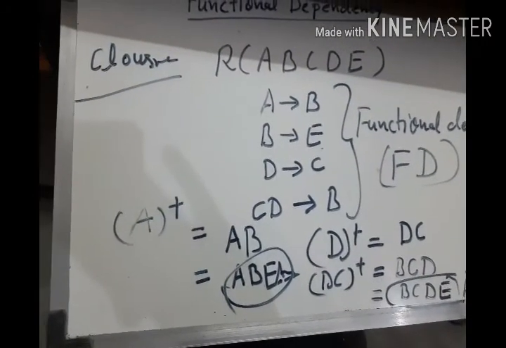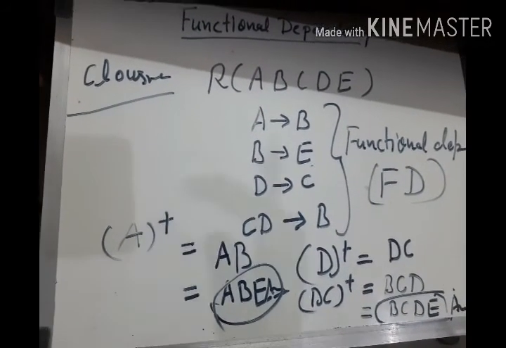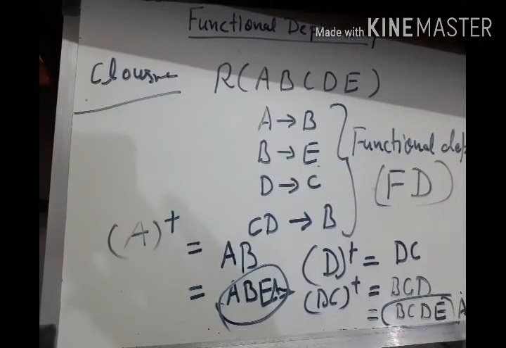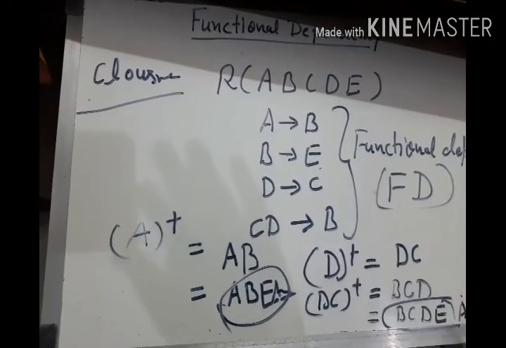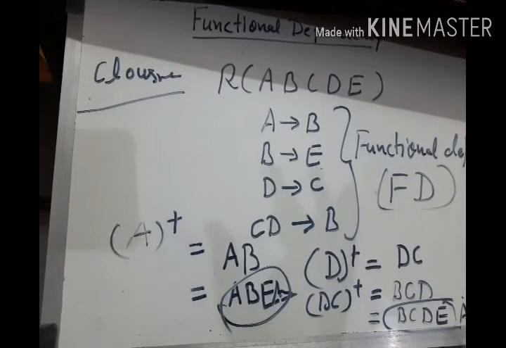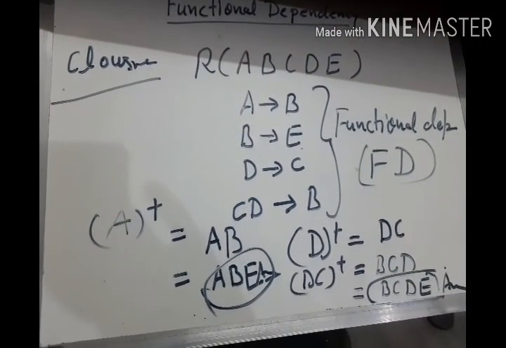Okay guys, thank you. I hope you understood the closure calculation and what closure is. Actually, closure is a term by which we calculate how many attributes are closely related.